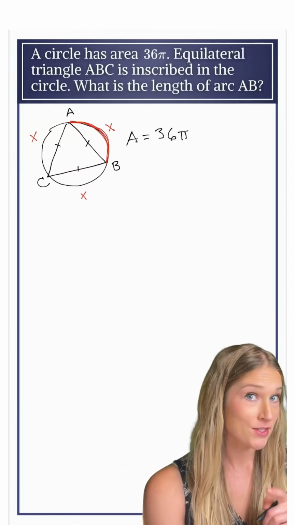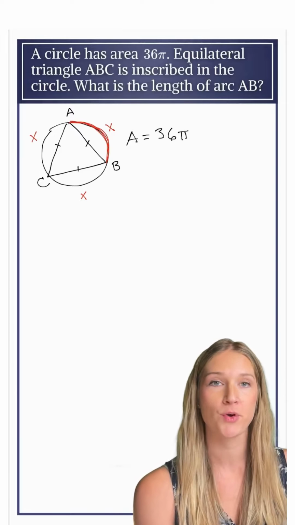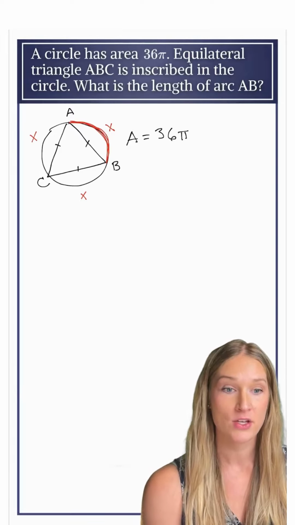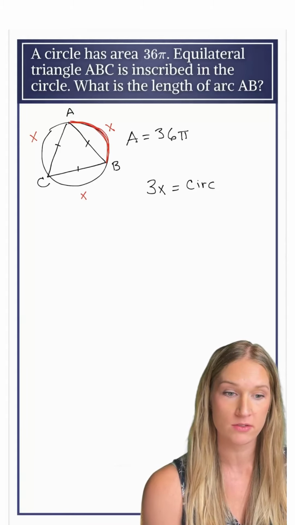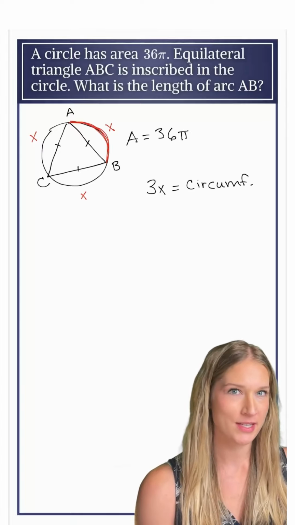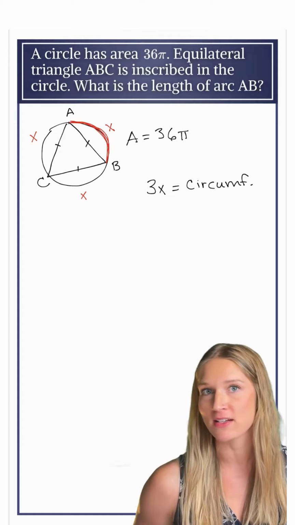So now if I look at the circumference of this circle, the entire circumference of the circle was broken down into these 3 x's. So I can say that 3x equals the circumference of my circle. Well, unfortunately, they didn't give me circumference, they gave me area, but I can kind of work backwards a little bit to find my circumference.